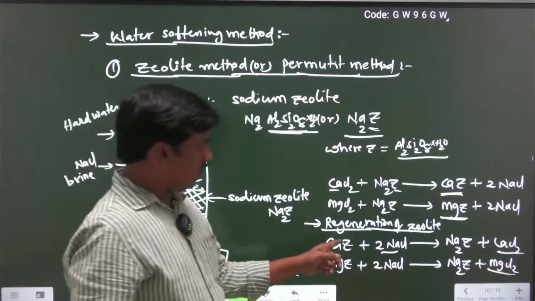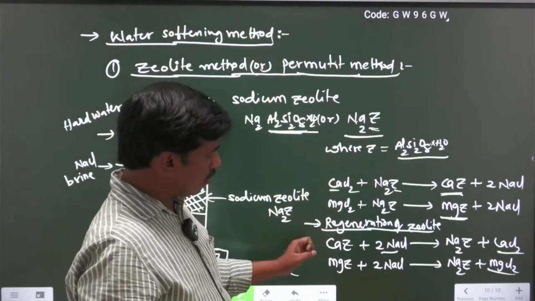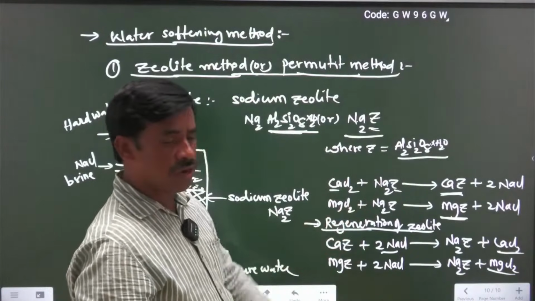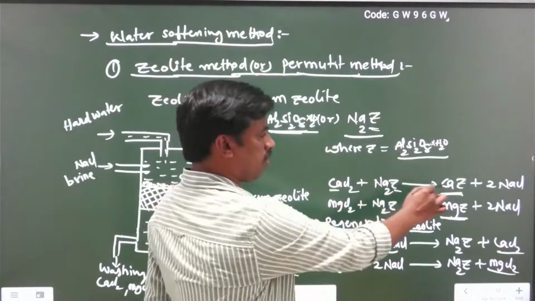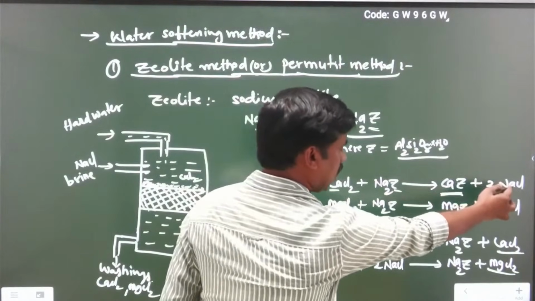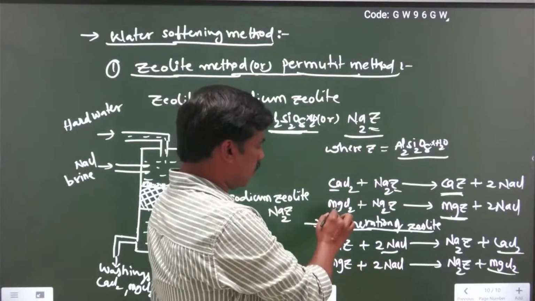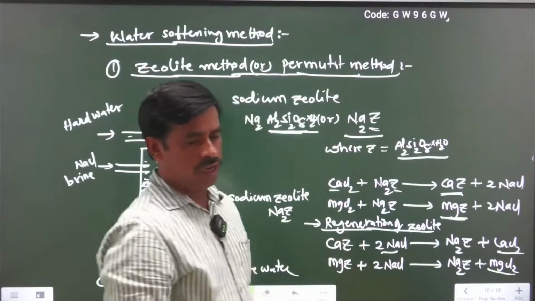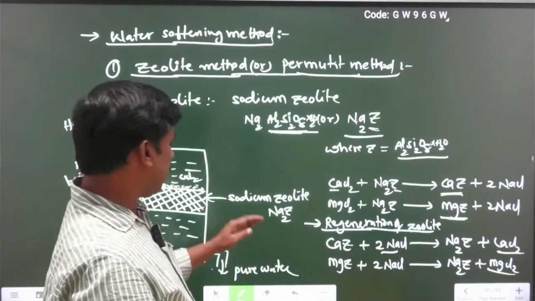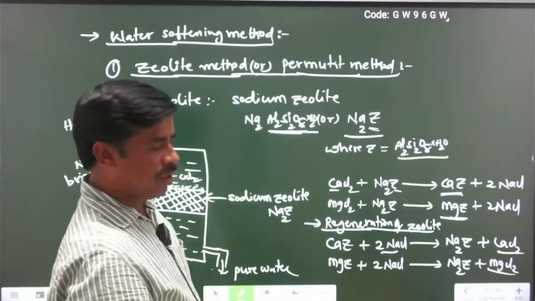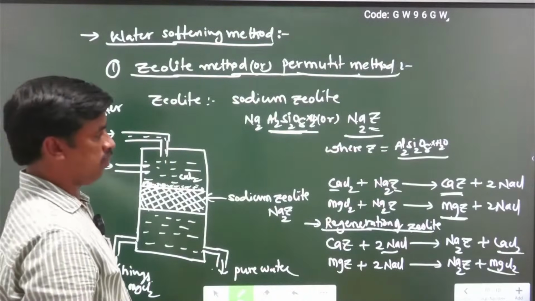Here in regeneration, you learn one chemical reaction and the other is easy, because it is the opposite chemical reaction. You can observe calcium chloride plus sodium zeolite combine to give CaZ and 2 NaCl. Exactly, this first reaction is opposite to the third reaction, and the second reaction is opposite to the fourth reaction. Like this the reactions take place and filtration continues. After the purification, this water is safe for different purposes.